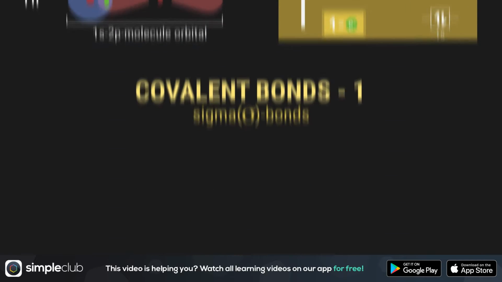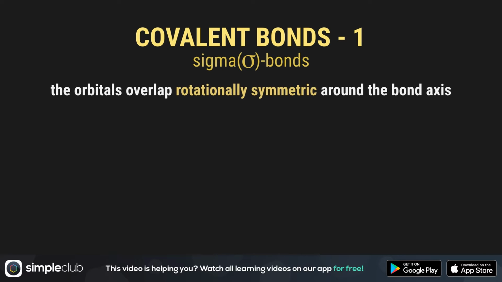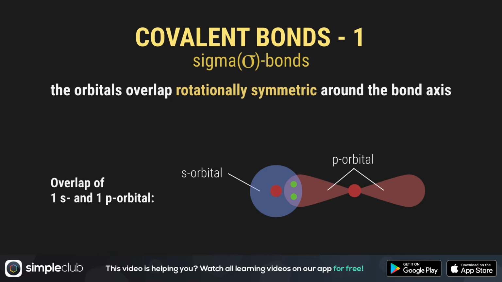Let's first take a closer look at sigma bonds. In sigma bonds, the orbitals overlap rotationally symmetric around the bond axis. What in the world is rotationally symmetric? You have a bond between an s orbital and a p orbital, just like with hydrogen fluoride. Draw a line between the atomic nuclei, the axis. If the orbitals overlap on this line, the bond is rotationally symmetric.